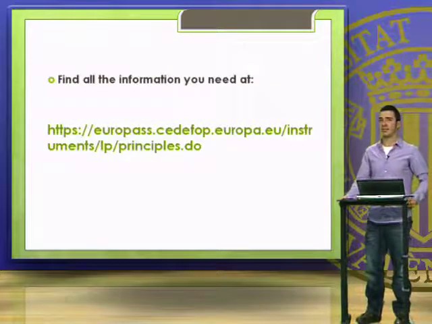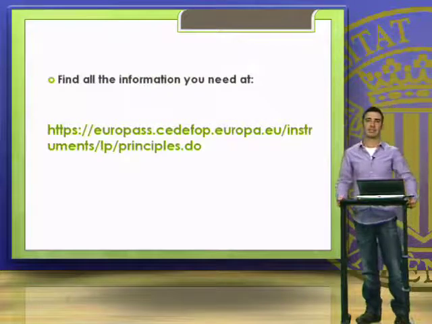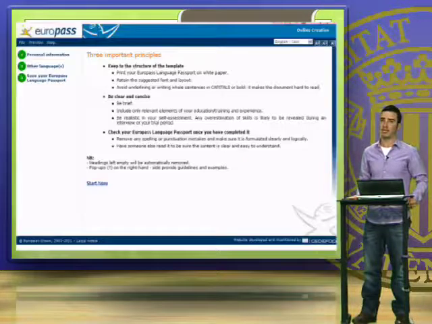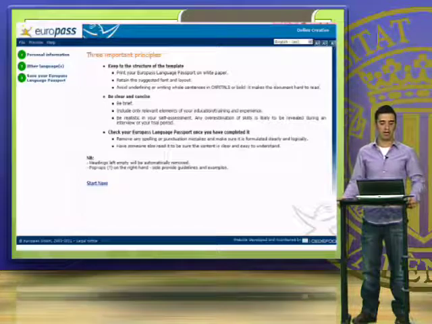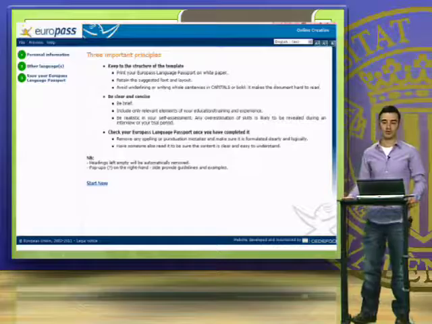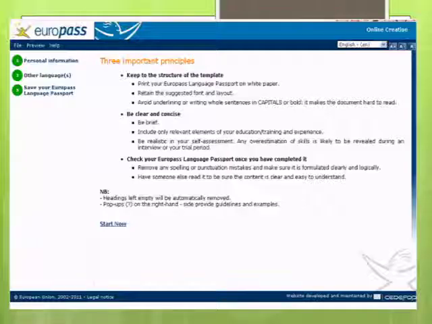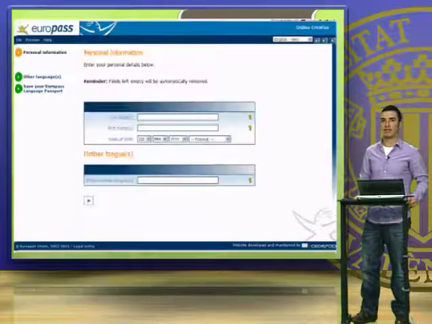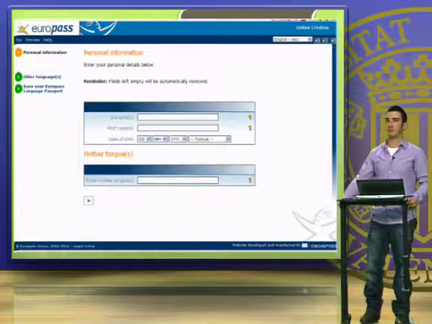This is the web link that can lead you to the web page on which you can find all the information you need about the Europass document. And you also get a presentation with the principles that you should follow and some pieces of advice. We are going to explain those principles in the following slides, but first we are going to focus on personal information, which is the first page that you have to fill in.